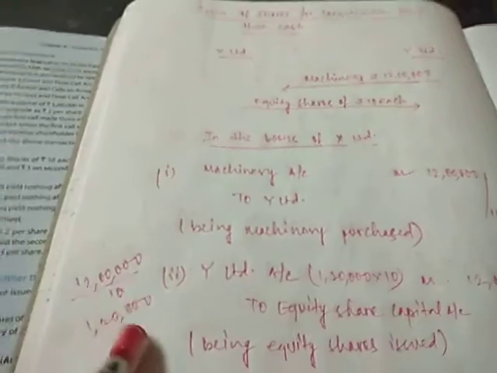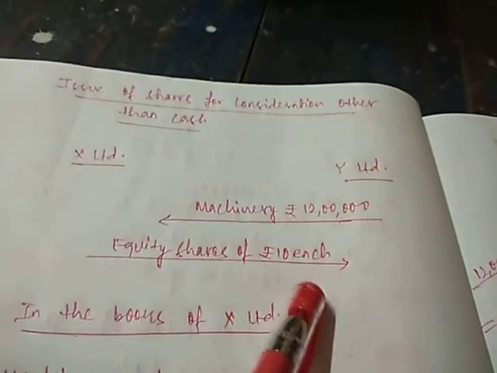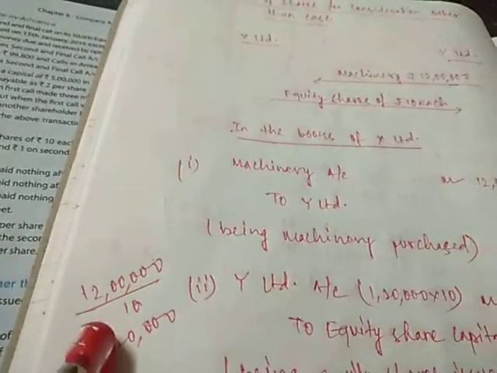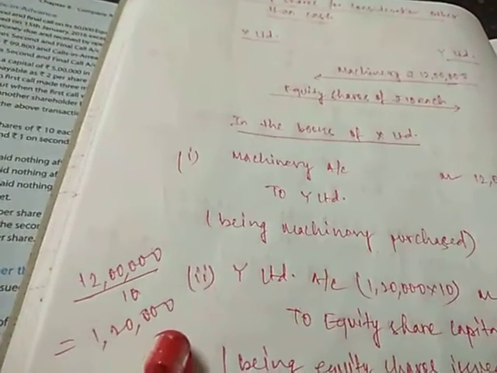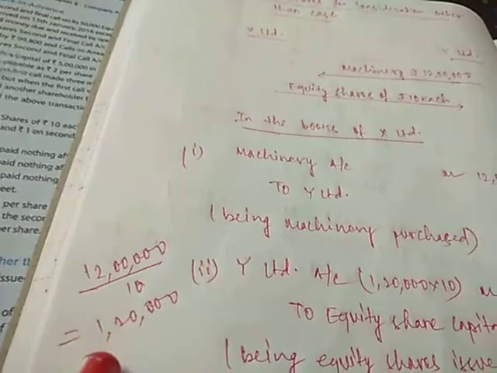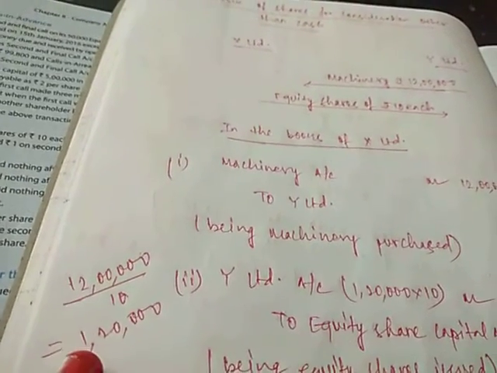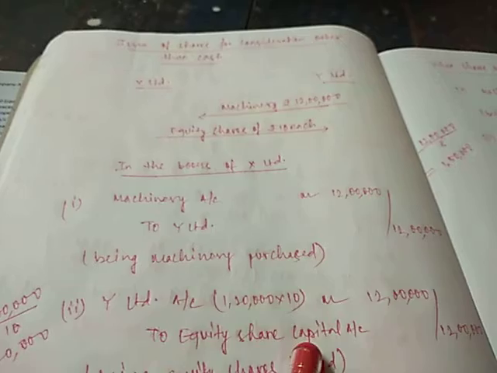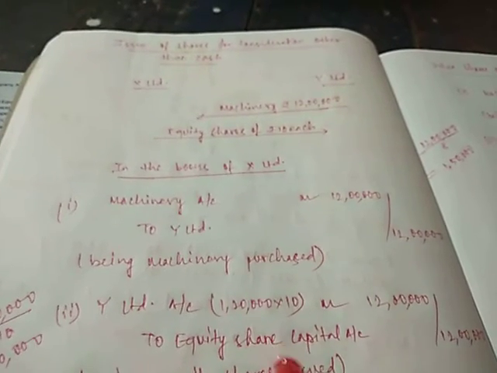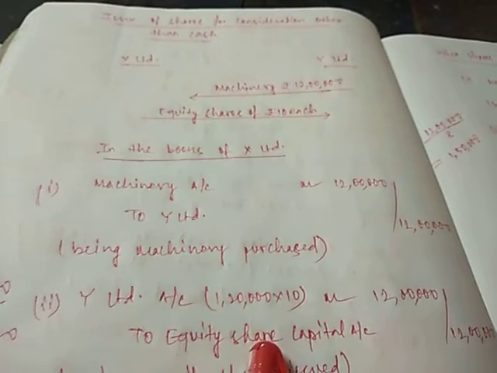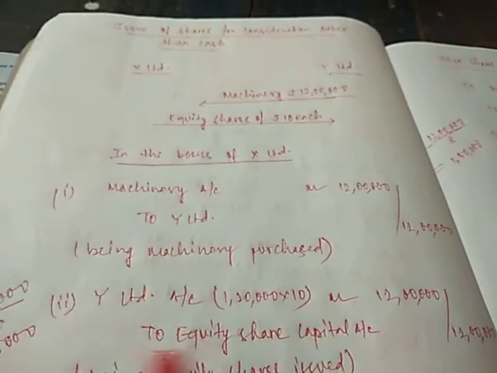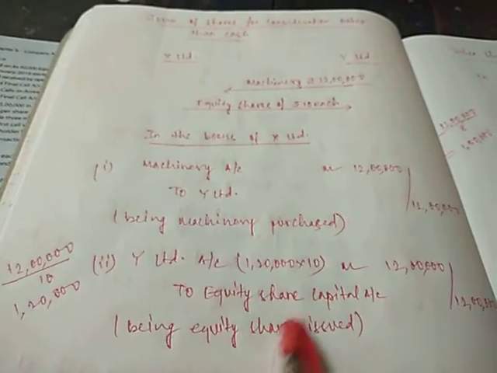Next, you need to pay 12 lakh in equity shares of rupees 10 each, as given in the question. So for paying 12 lakh you need to provide 1,20,000 shares. If you divide 12 lakh by 10, you get 1,20,000 shares. So 1,20,000 shares must be issued by X Limited. So the second entry will be Y Limited account debit 12 lakh, to equity share capital 1,20,000 into 10, that is 12 lakh. These 1,20,000 shares have been issued by X Limited to Y Limited, being equity shares issued.